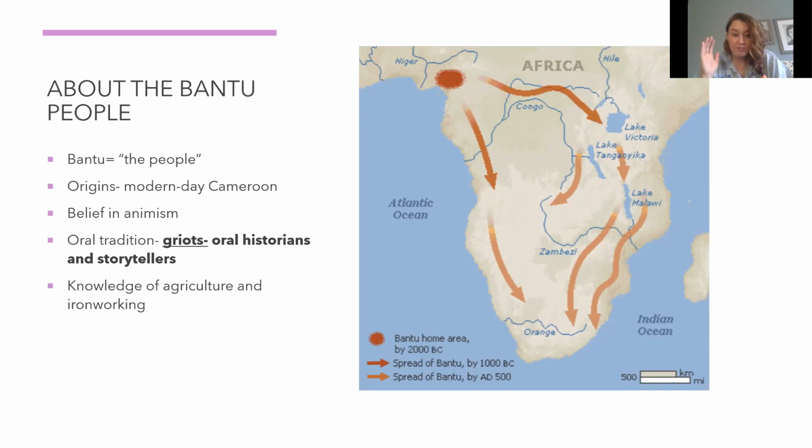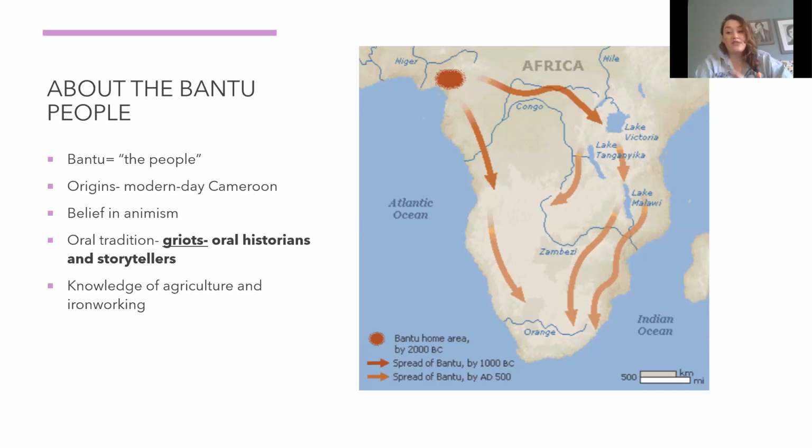And so with that, we know they're oral, and we're not going to find a lot of textual evidence. We'll find textual evidence about them, but not by them. So we have to resort to archaeological evidence, which there's not a lot of, and linguistic evidence, which is easier because people are still speaking Bantu languages today.